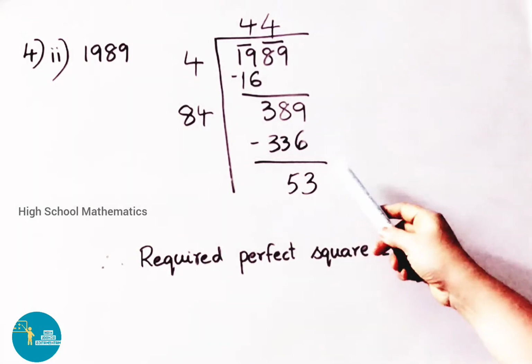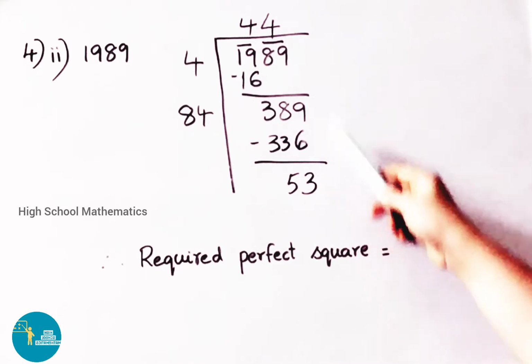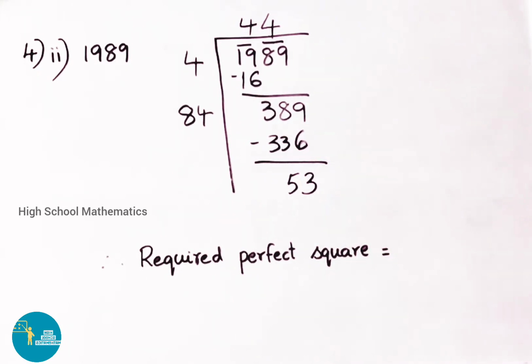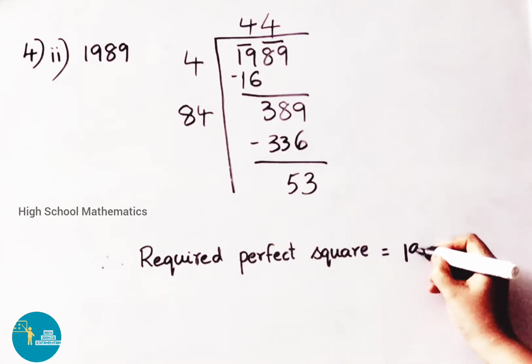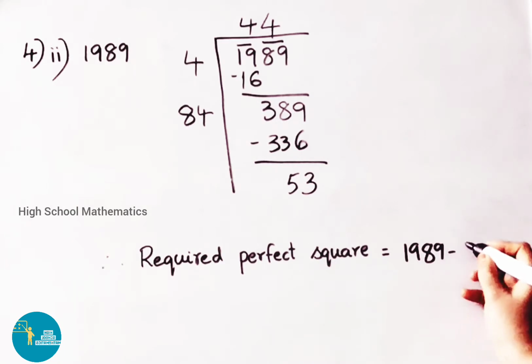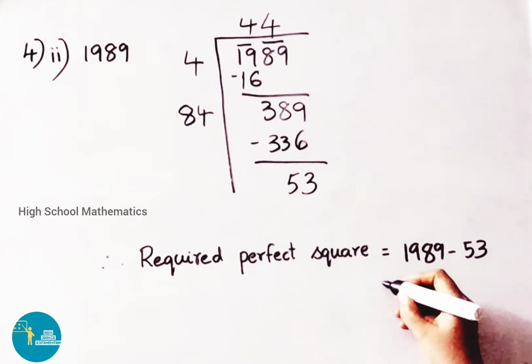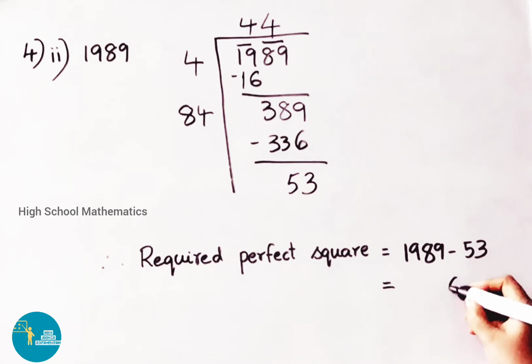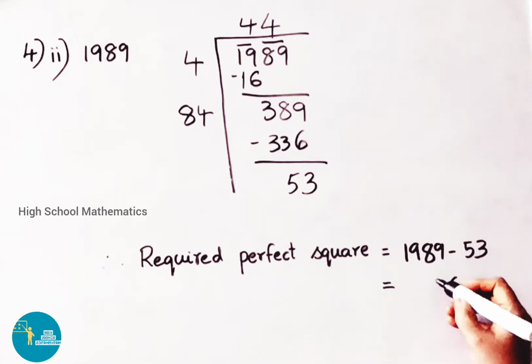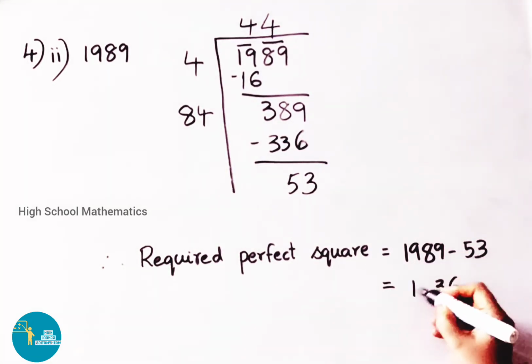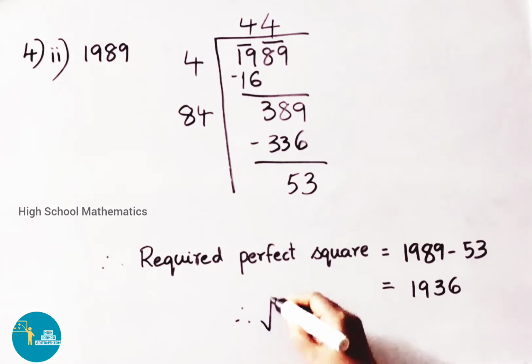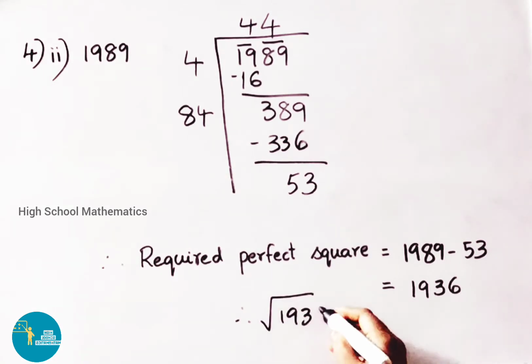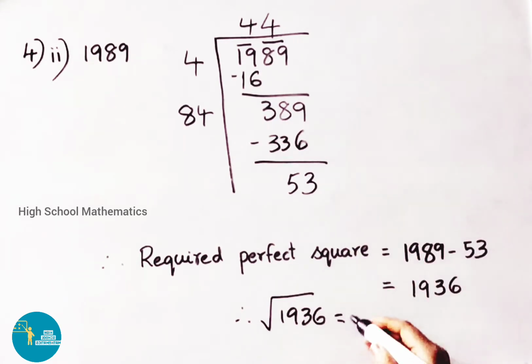Therefore, the perfect square can be obtained by subtracting this 53 from 1989. Therefore, the required perfect square equals 1989 minus 53. That equals, 9 minus 3, 6. 8 minus 5, 3. Write down this 19. So 1989 minus 53 we get 1936. Therefore, the square root of 1936 answer is 44.